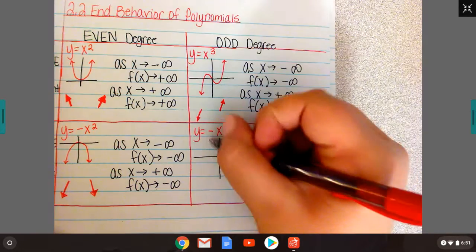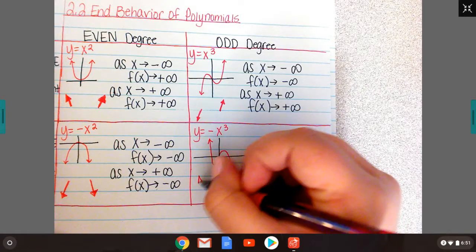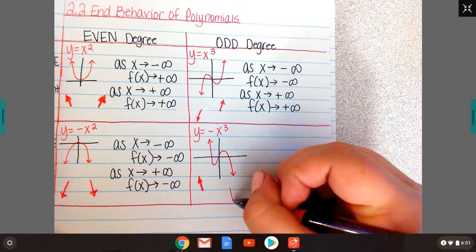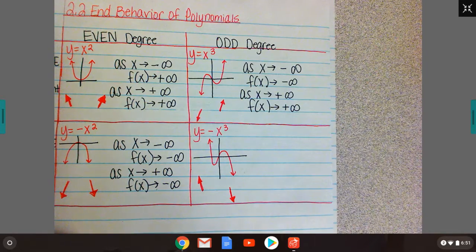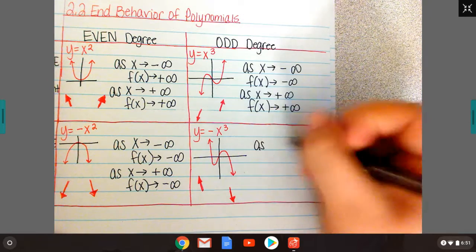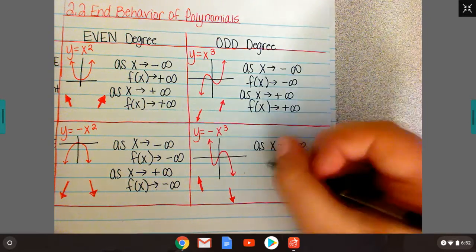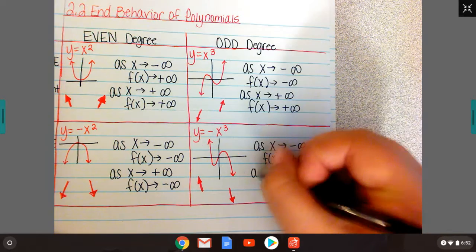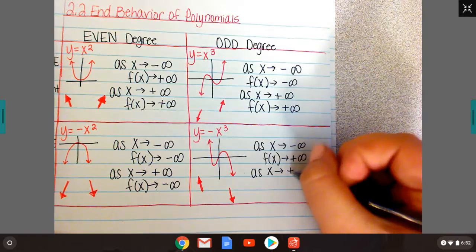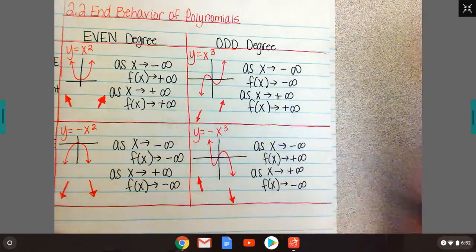And that one goes like this. So it starts high and it ends low this time. And lastly, we'll fill out our chart. As x heads towards negative infinity, y heads towards positive infinity. And as x heads towards positive infinity, f of x heads towards negative infinity.